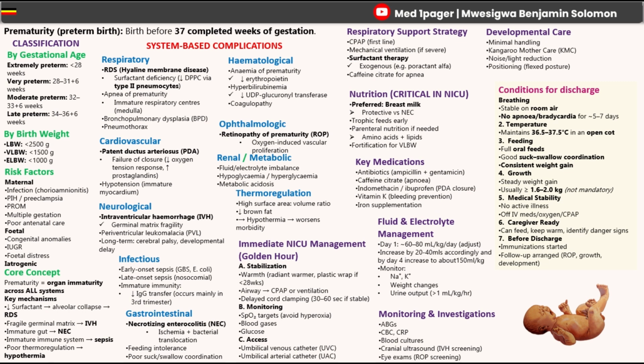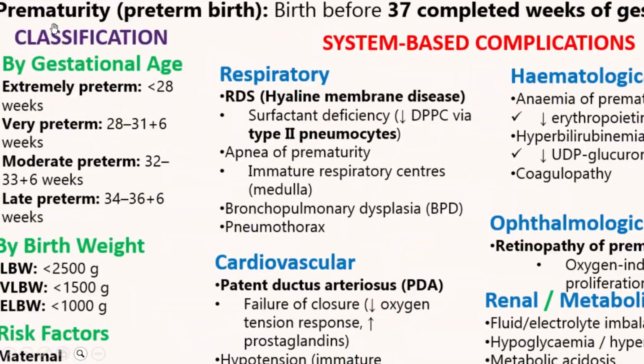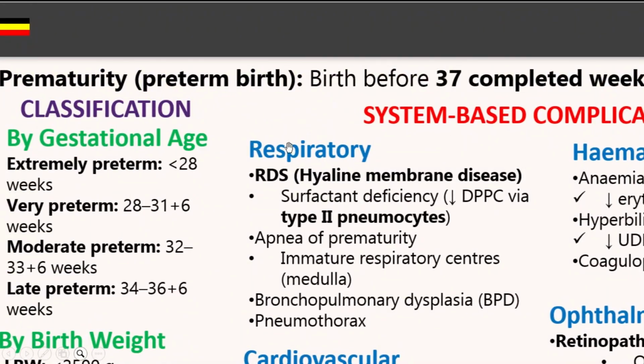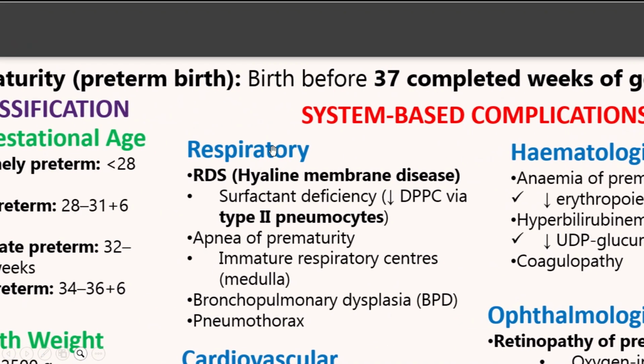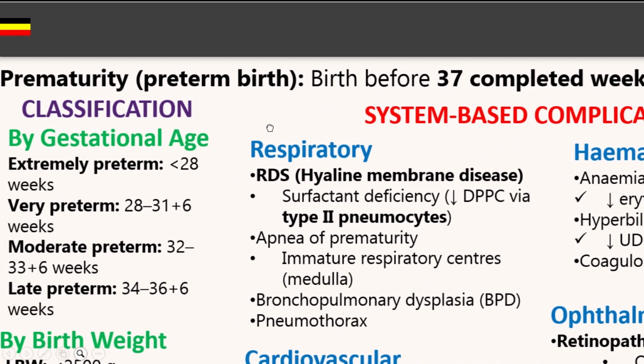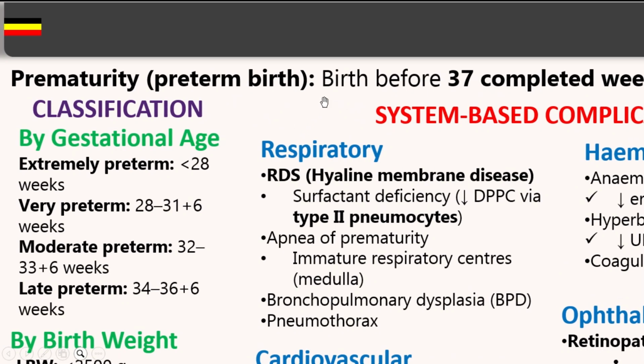So prematurity or preterm birth is going to be birth before 37 completed weeks of gestation. So we take it that we expect a child to be born at 40 weeks. But anything before 37 weeks, we are going to consider a preterm. And anything above 37 weeks, we are going to consider a term baby.